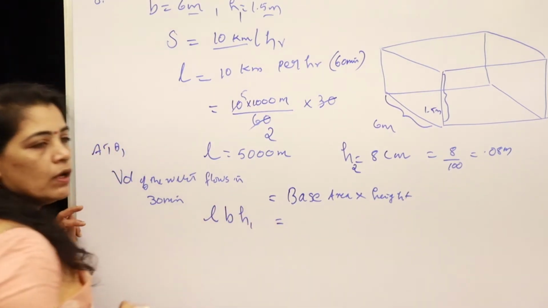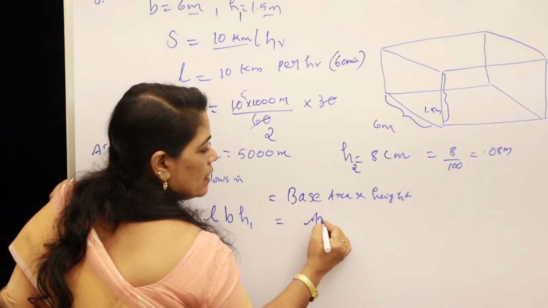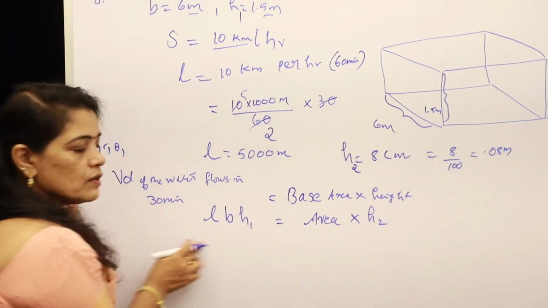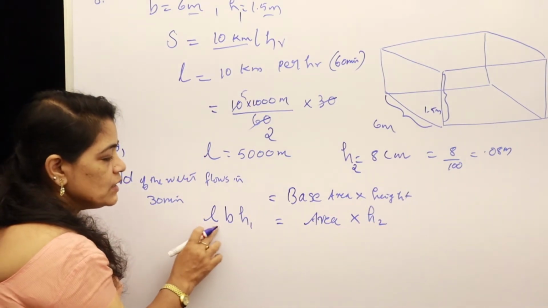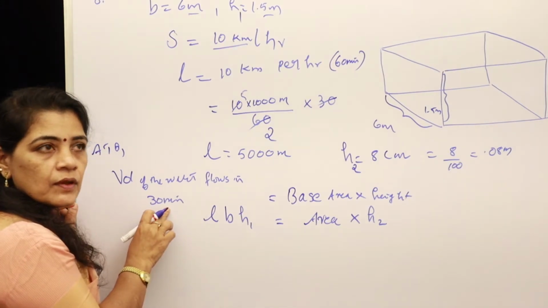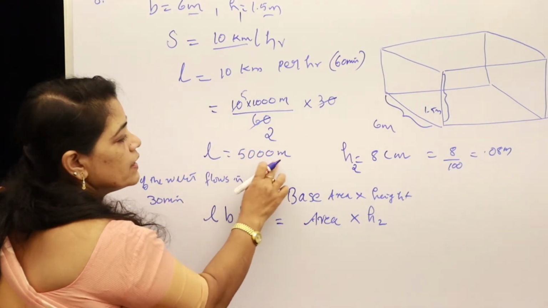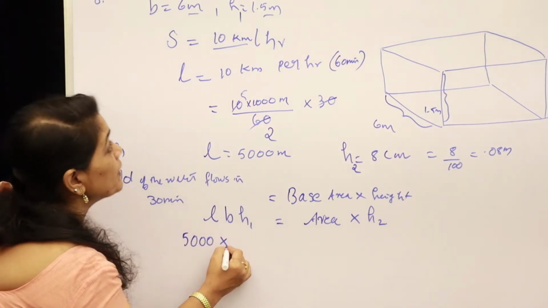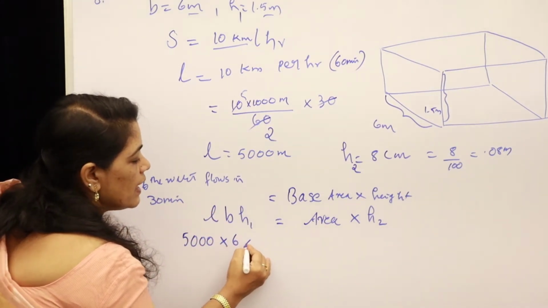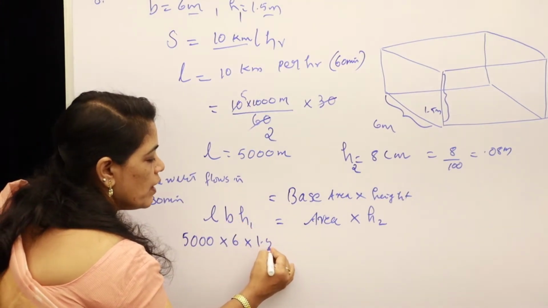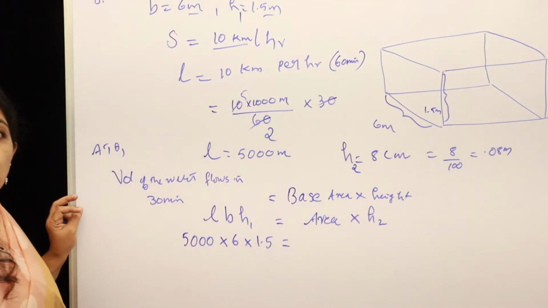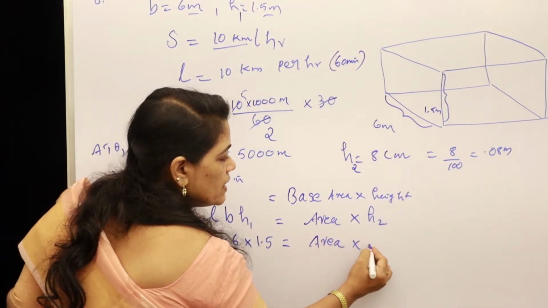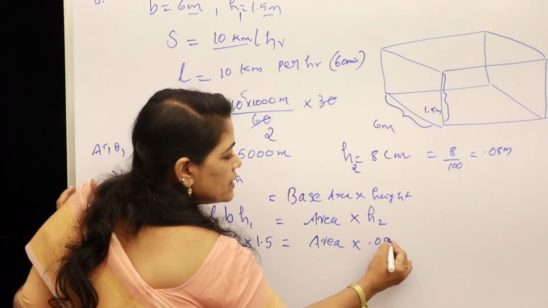Volume equals L into B into H, which equals area into height. Hope this step is clear. Now the length for 30 minutes, we have seen, is 5000 meters. So 5000 into breadth, which is 6 meters, and height, also in meters, 1.5. That is equal to area into height, where the area is what we need. So we can keep area as it is, and height is equal to 0.08.